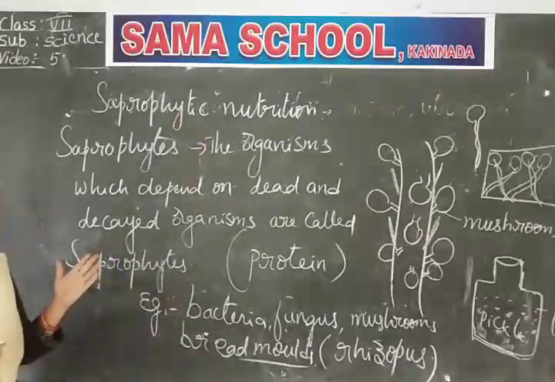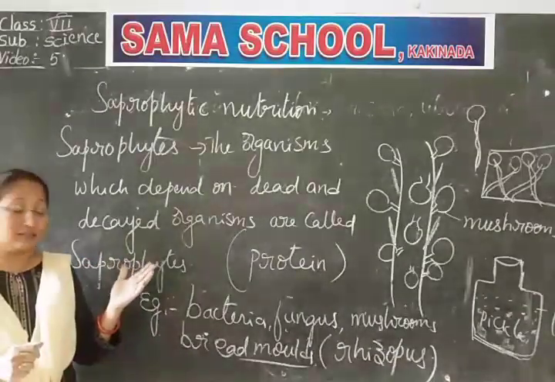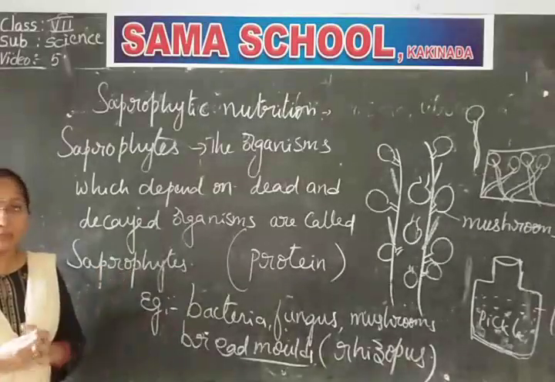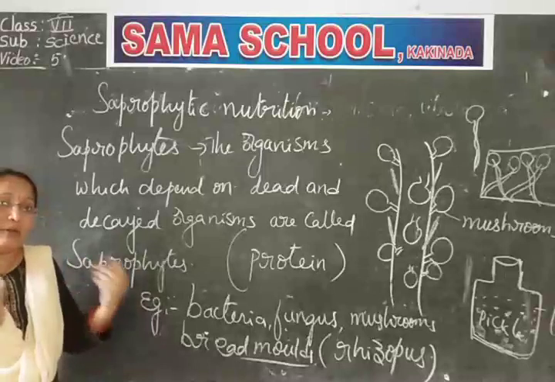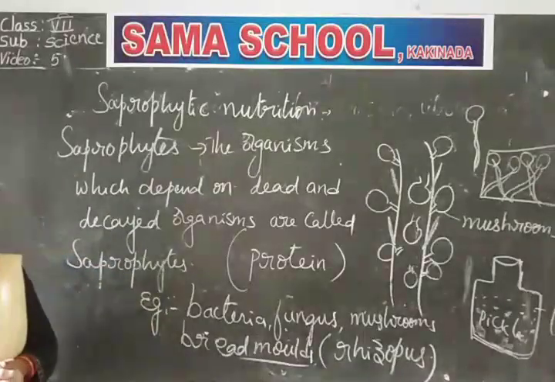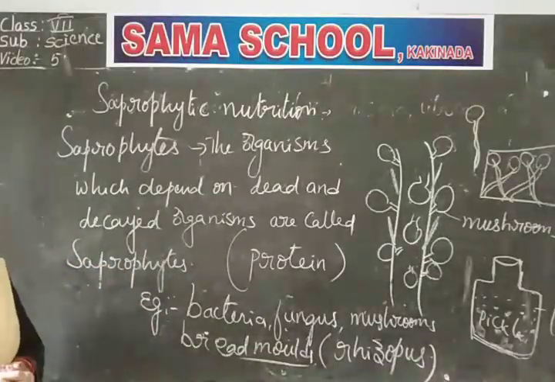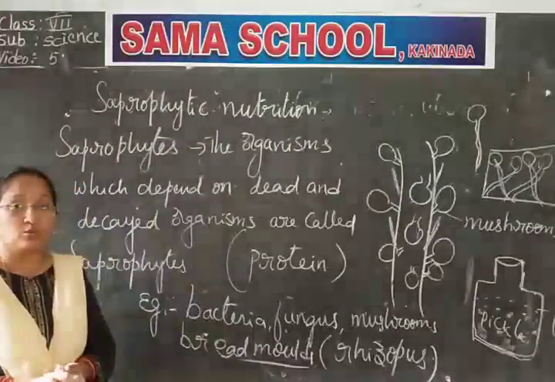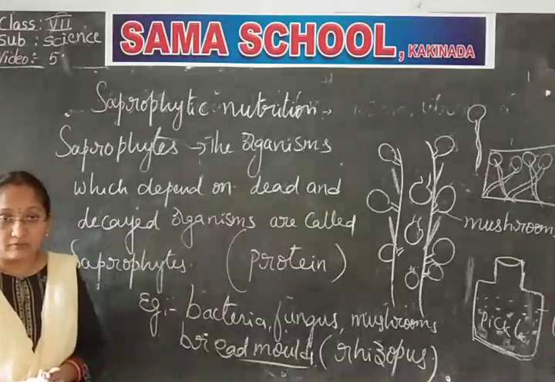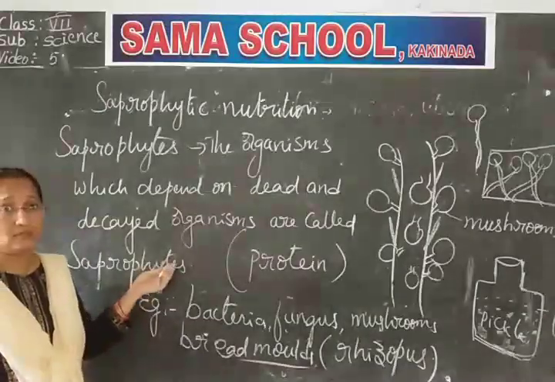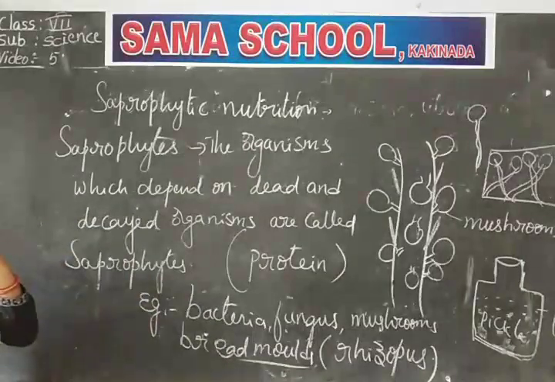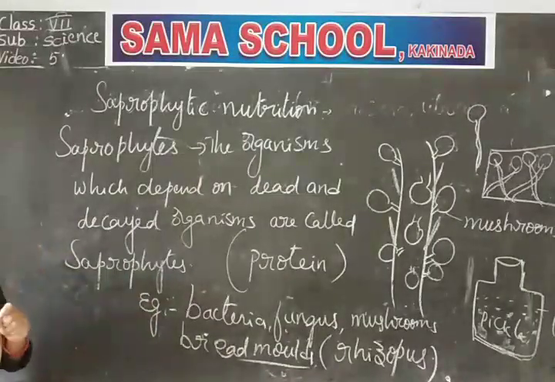So the organisms which depend on dead and decayed organisms are called saprophytes. The nutrition which saprophytes perform is called saprophytic nutrition. Understand? Now let us move to the next part of nutrition. Next part of the nutrition, that is some plants. Again we come to the plants.